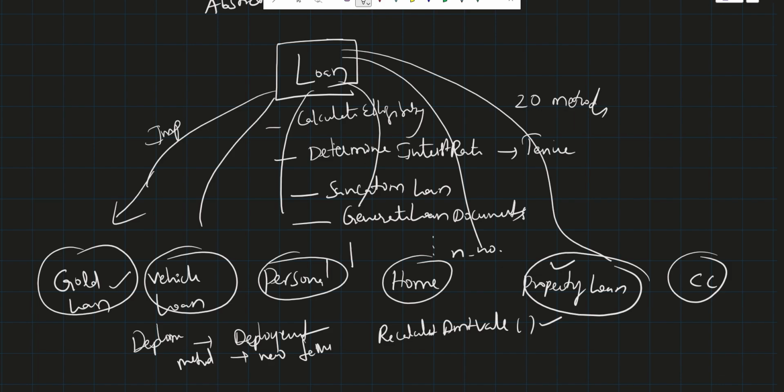In this case, these two have a common behavior, recalculate. Now I have added a new method called recalculate loan amount. Then I need to forcefully implement it in all these classes, whether you are using it or not. That is the drawback we have.